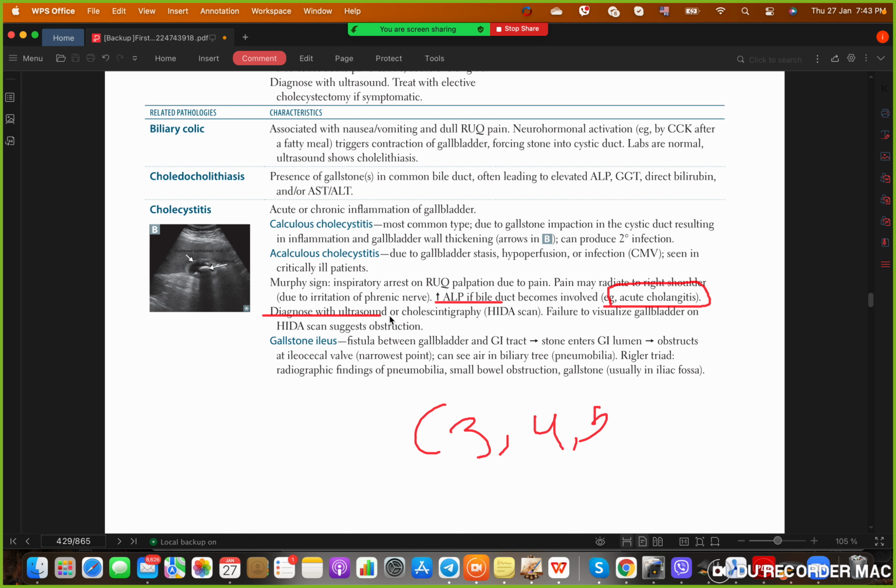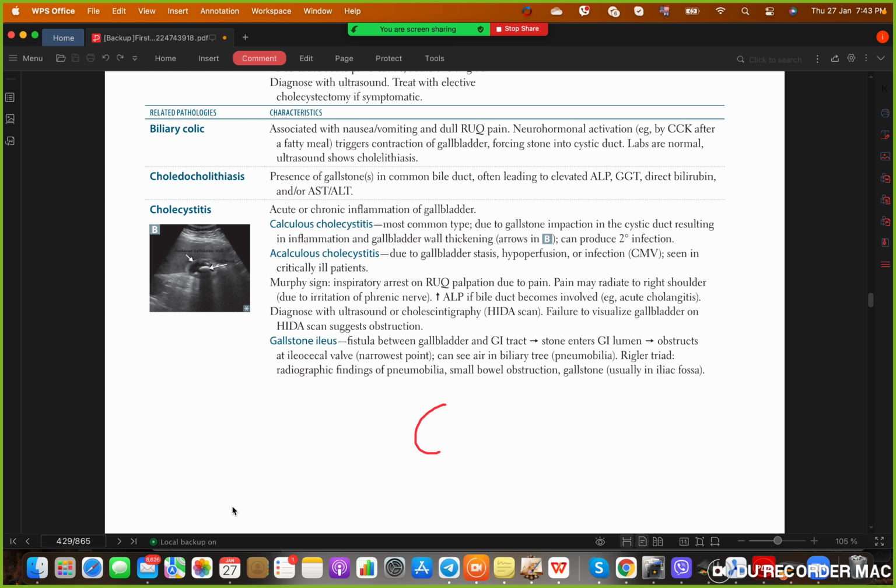Diagnosis is with an ultrasound or cholescintigraphy, which is a HIDA scan. So what is a HIDA scan? It's basically some form of a tracer that we give to the patient. It's going to go from the liver down to the bile ductules, and it's going to go literally everywhere inside the biliary tract. So if there is any obstruction, it will be revealed. It's a nuclear medicine test.